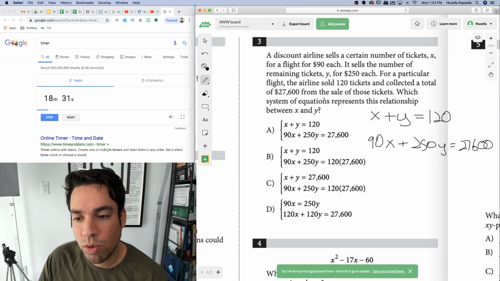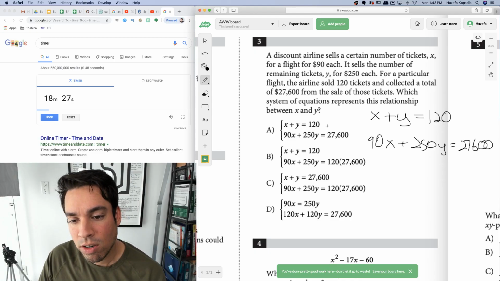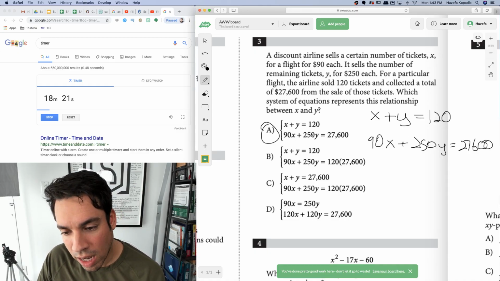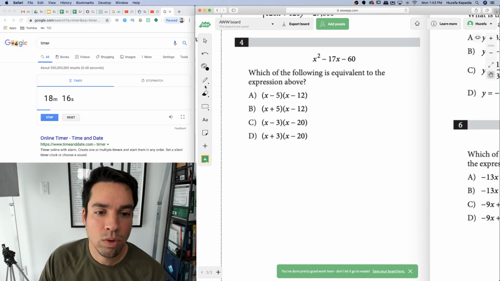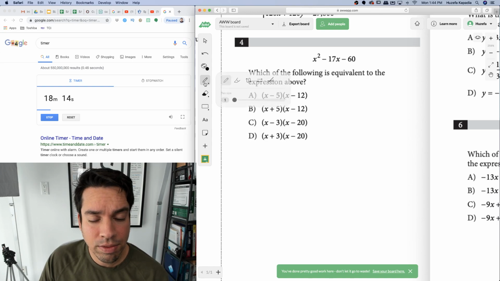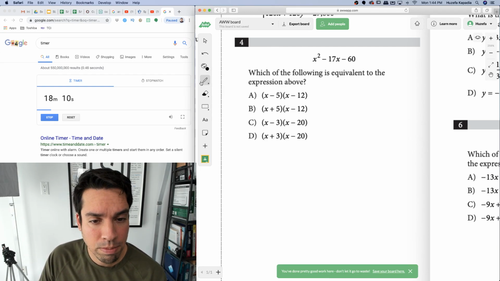Which of the system of equations? Okay, I'm seeing systems of equations here. I don't even have to solve it. So which one is this? X plus Y equals 120. It's A. It's exactly what we came up with. Done. Next, number 4. Now, I do recommend on the test, if you're taking it for the first time, check those other answers. Even if you think you've got the right one, check them and compare them just to be safe.